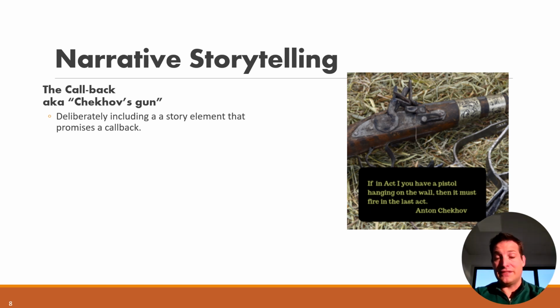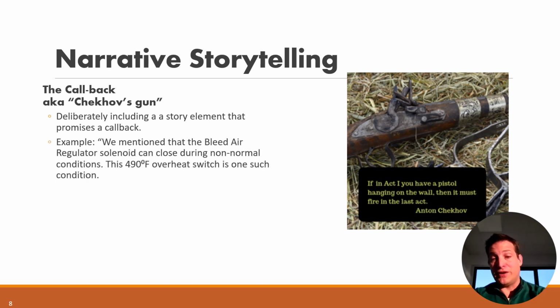So how might I do this in technical training? Well, again, if I'm talking about the 737 pneumatic system, in my general description, I'm going to say, okay, so there's a 490-degree overheat switch, and this will shut off the system to protect it from an overheat. That's it.